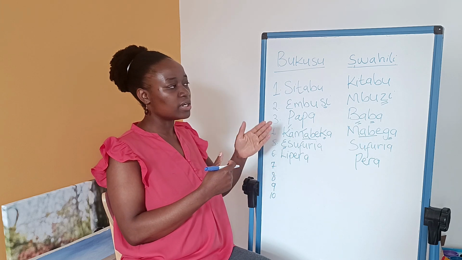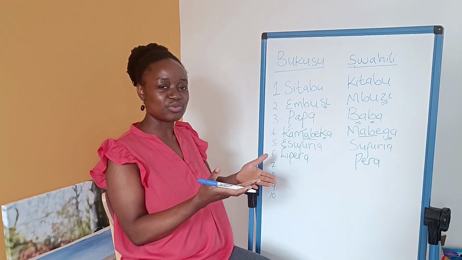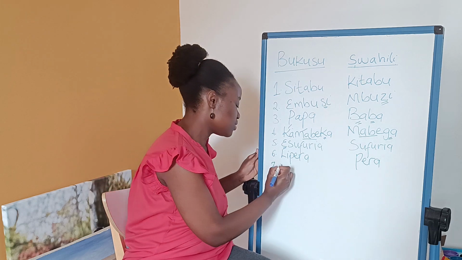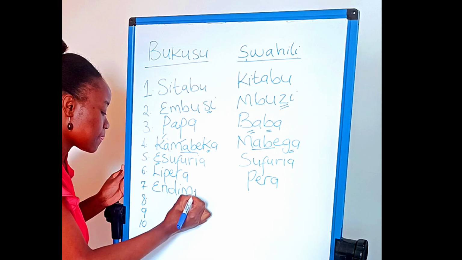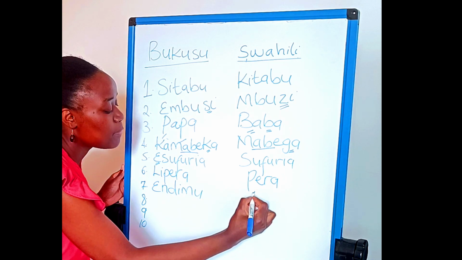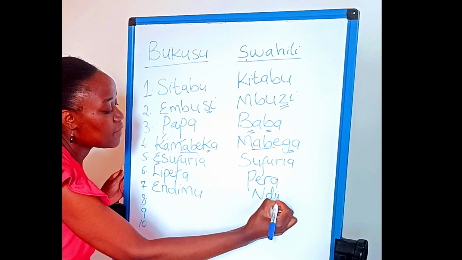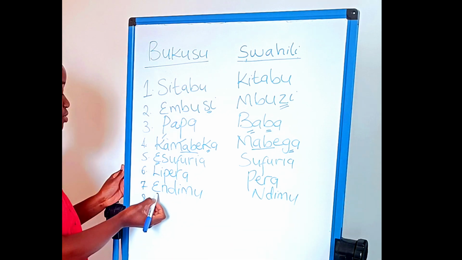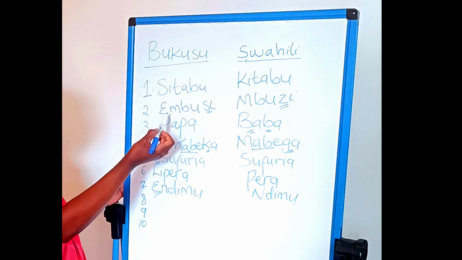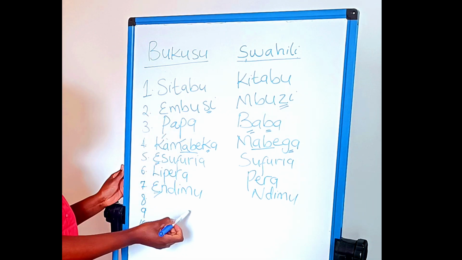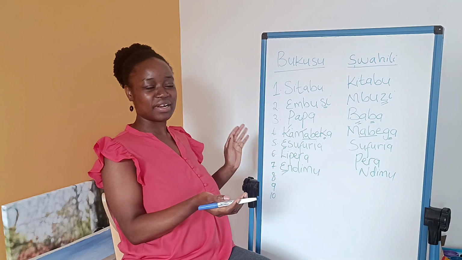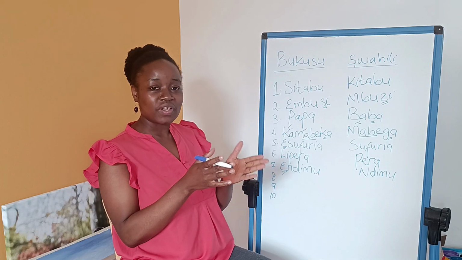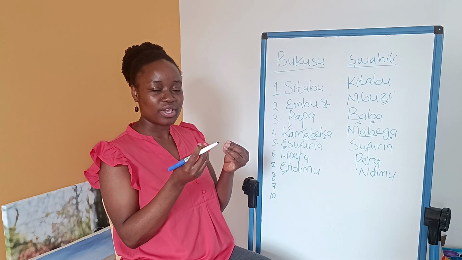So lipera, pera. The next fruit is lemon, and lemon we say endimu. Endimu in Bukusu, and in Swahili it's simply ndimu. So endimu, ndimu. Endimu versus ndimu. So you see E again, which is very similar to embusi. You remove the E and it becomes ndimu. Very, very similar.